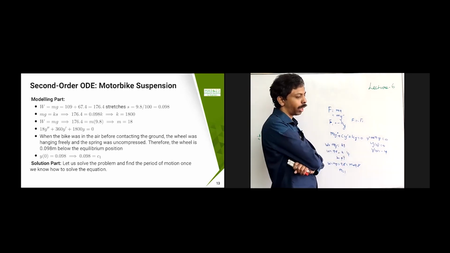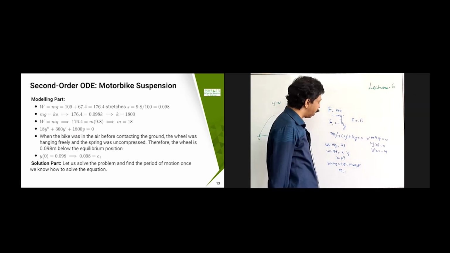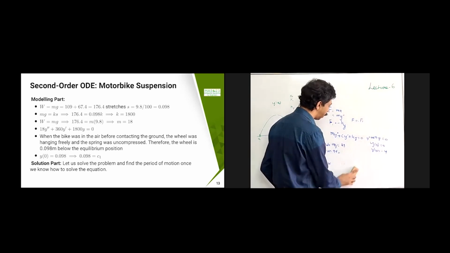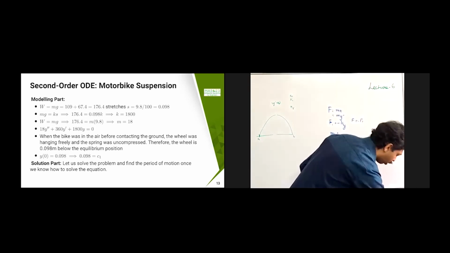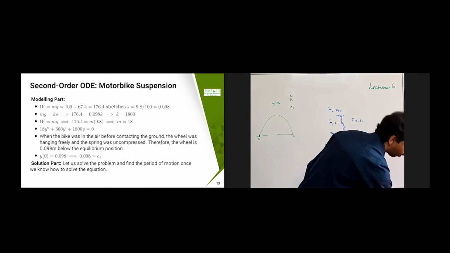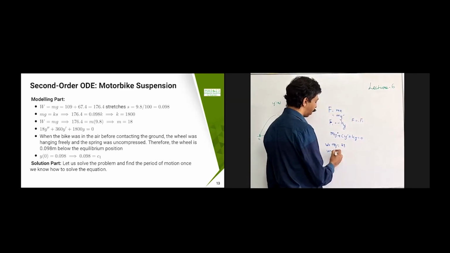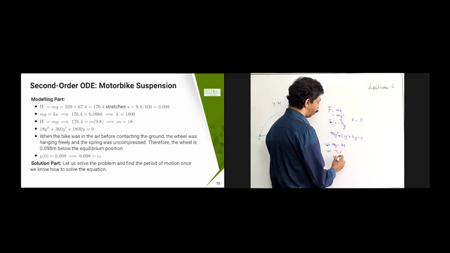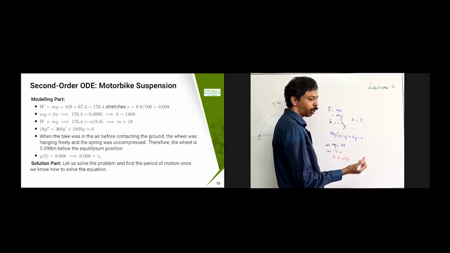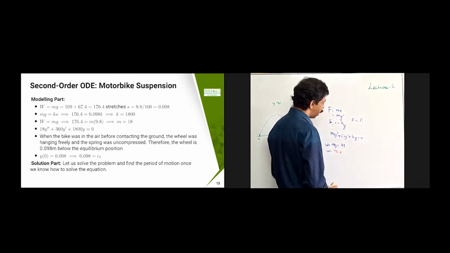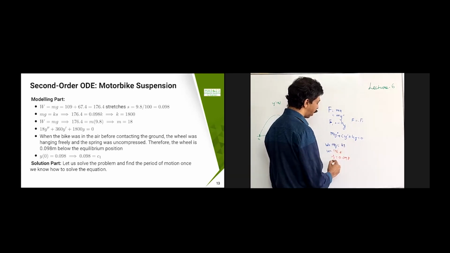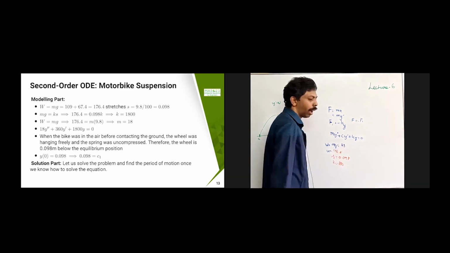Once again you do the same kind of job. Then you are going to get K equal to 1800. W is given as 176.4, and S is 0.098. Sorry, K is not 0.098, S is 0.098. You do the simplification again, and then you are going to get K equal to 1800.